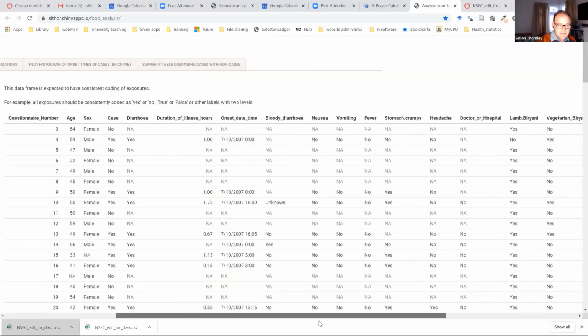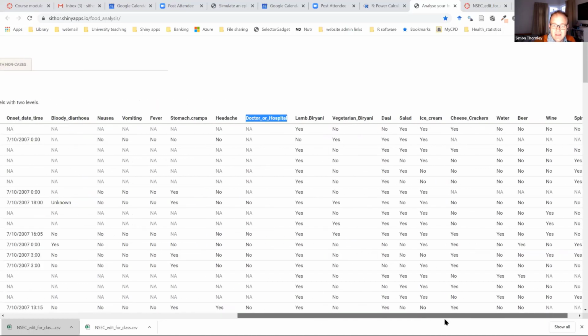We've got the case, which is usually just whether they've got diarrhea or not after the event. You've got the onset time, so this is useful for calculating the incubation period. You've got the symptoms here, so you can look at the proportion of people who get each symptom, and that can give you a clue as to which bug you're dealing with. Whether they went to the doctor or the hospital, just in case you want to get some more information.